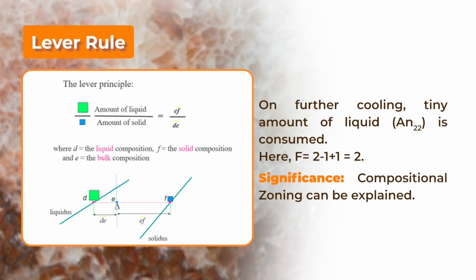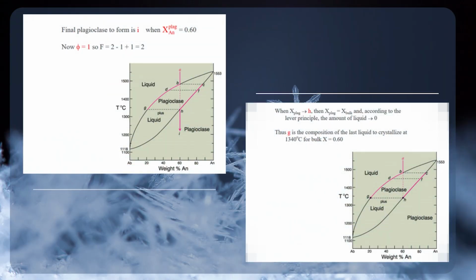What is the significance of this phase rule? And the lever explanation with the help of the lever. The compositional zoning in plagioclase, feldspar or any mineral can be explained with the help of such types of phase rule. So when X plagioclase equals H, then X plagioclase minus X bulk, and according to the lever principle, the amount of liquid equals 0.